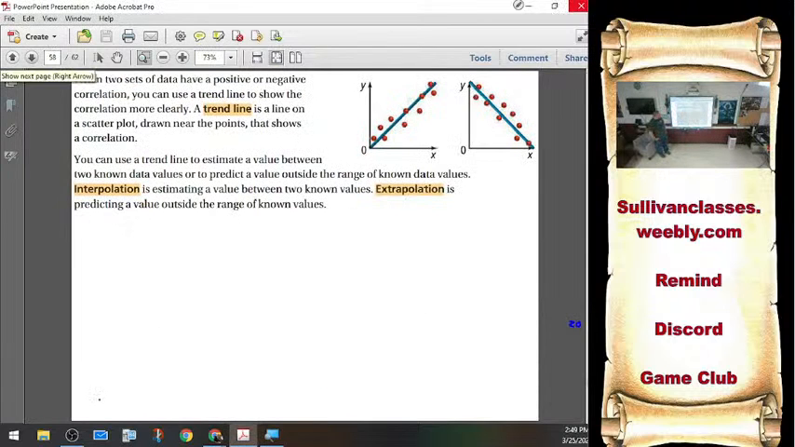Okay, the trend line, I already talked about it. The trend line is going to be our close enough best line. Now, there is such a thing as a line of best fit.